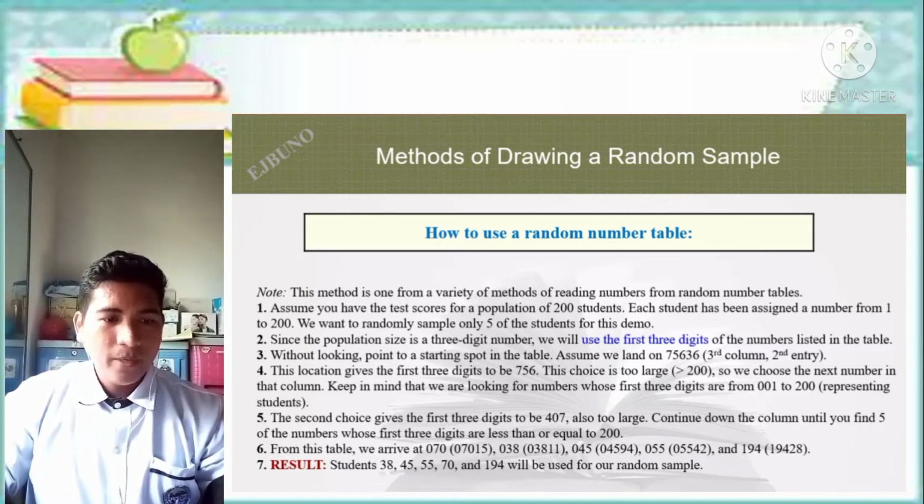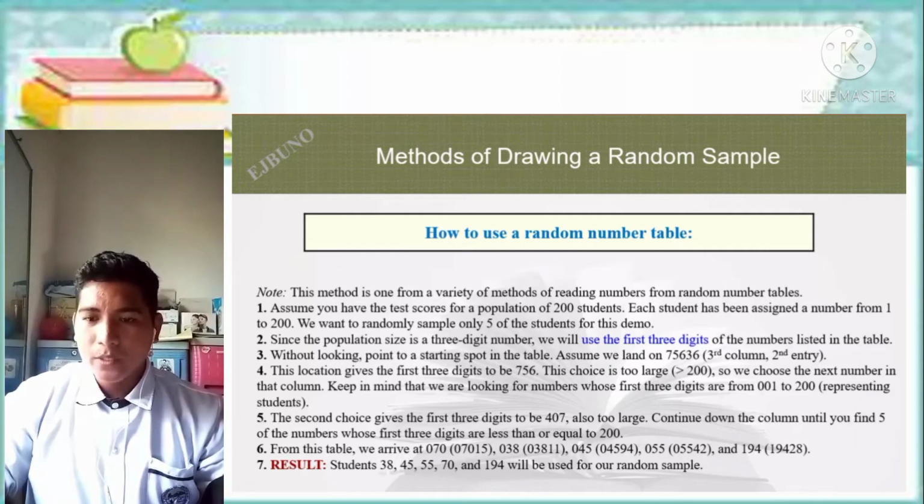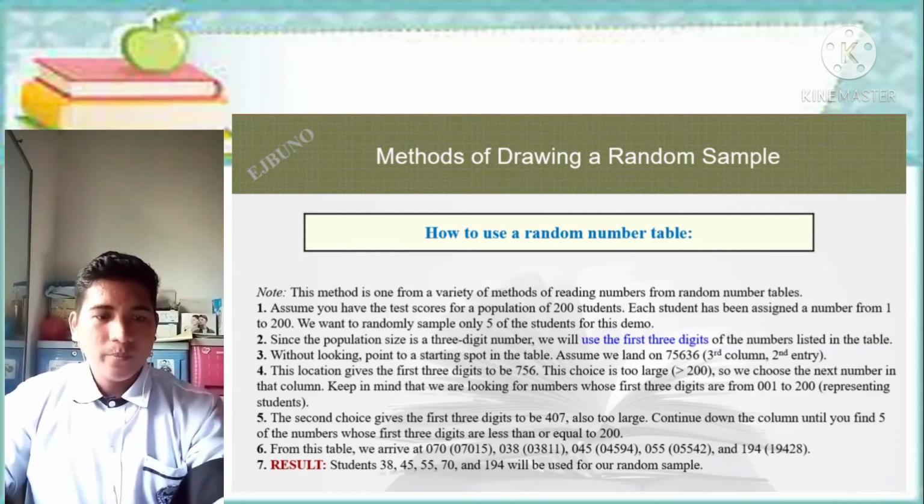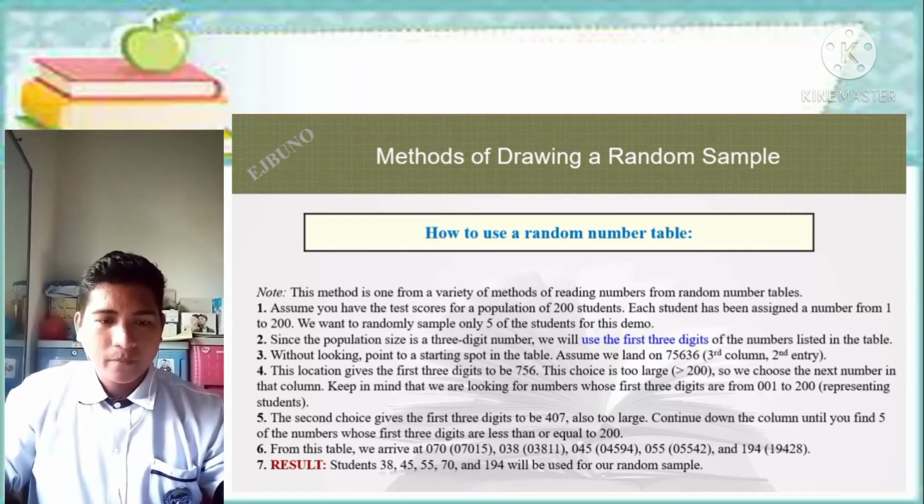Number 2: since the population size is a 3-digit number, we will use the first 3 digits of the numbers listed in the table. Number 3: without looking, point to a starting spot in the table. Assume we land on 75636, third column, second entry. Number 4: this location gives the first 3 digits to be 756. This choice is too large, greater than 200, so we choose the next number in that column.